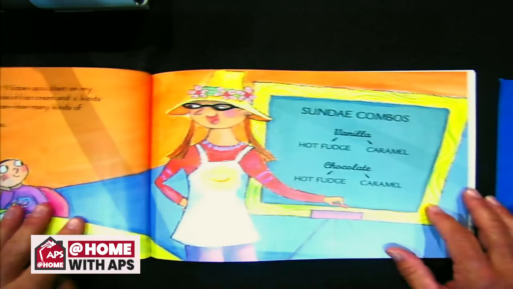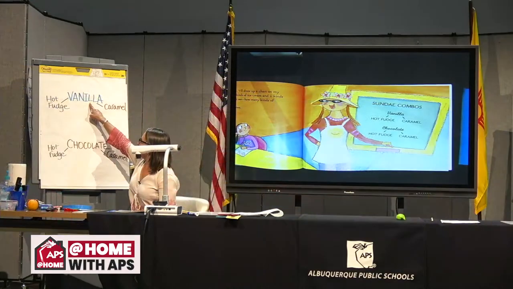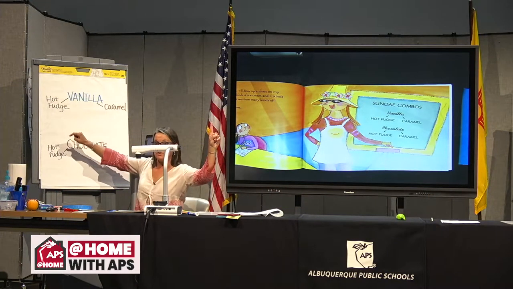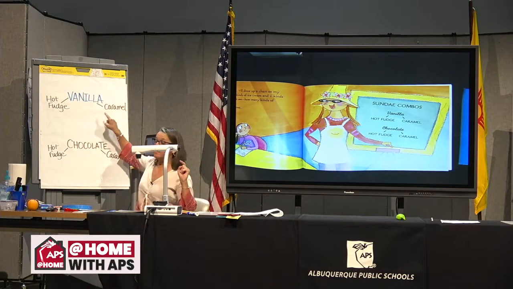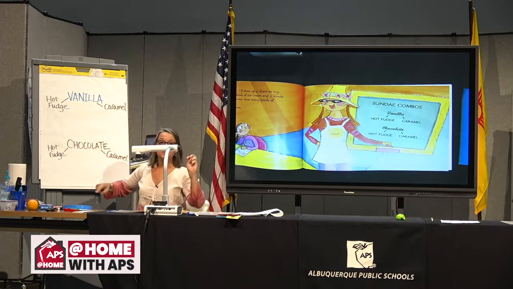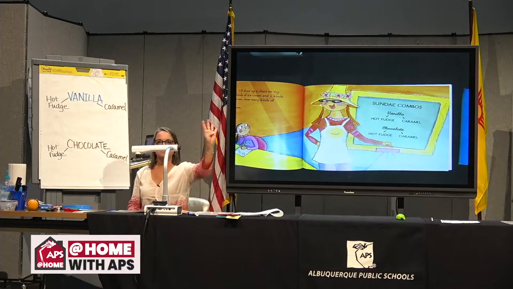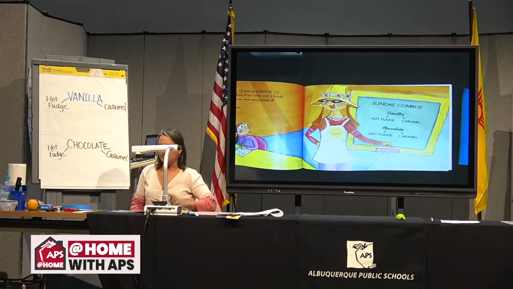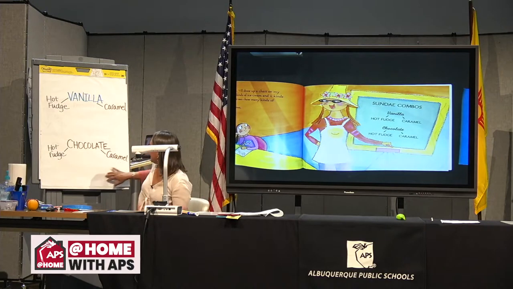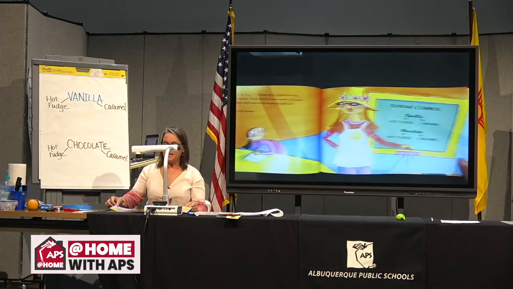Let's take a look. Let's check James and see if he's right. Are there four choices for sundaes? We could have vanilla with hot fudge. That's one choice. Or vanilla with caramel. That's two choices. We could have chocolate with hot fudge. That's a third choice. Or chocolate with caramel sauce. That's a fourth choice. James was right. So far, they have four kinds of sundaes that they can serve at their booth at the picnic.